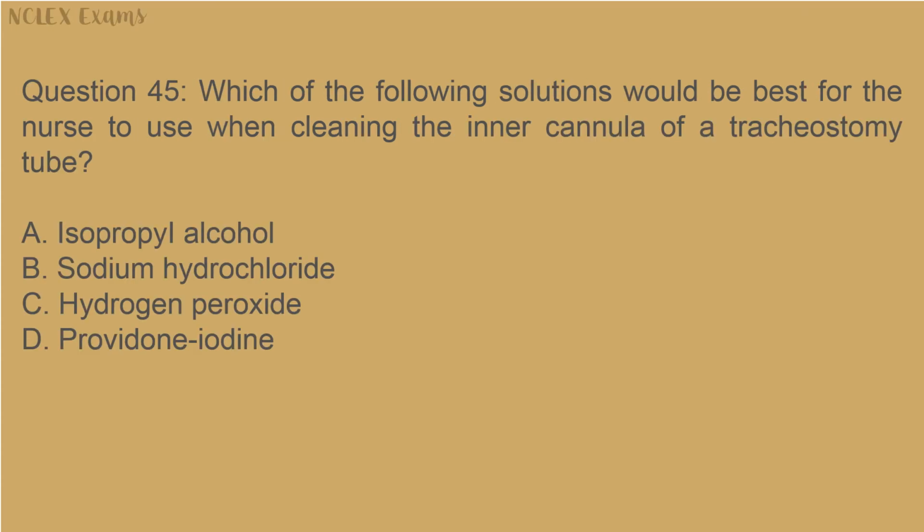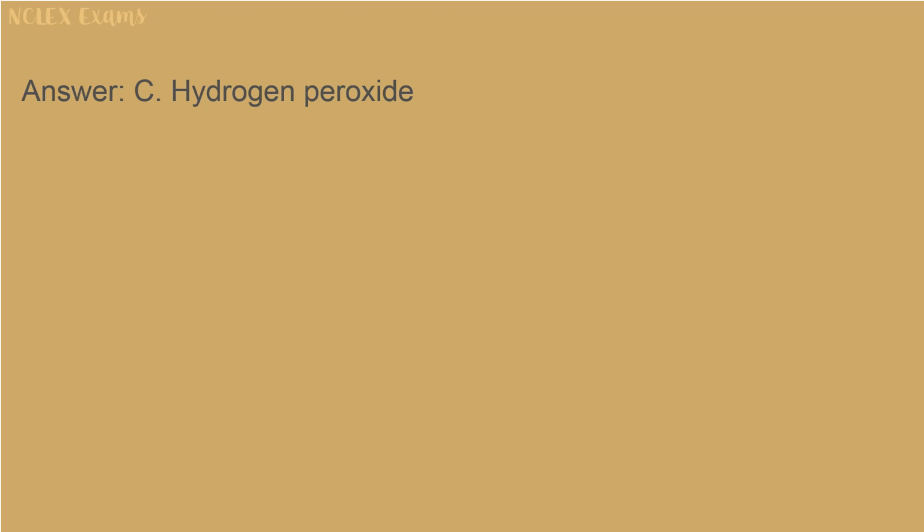Question 45. Which of the following solutions would be best for the nurse to use when cleaning the inner cannula of a tracheostomy tube? A. Isopropyl alcohol. B. Sodium hydrochloride. C. Hydrogen peroxide. D. Povidone iodine. Answer: C. Hydrogen peroxide.